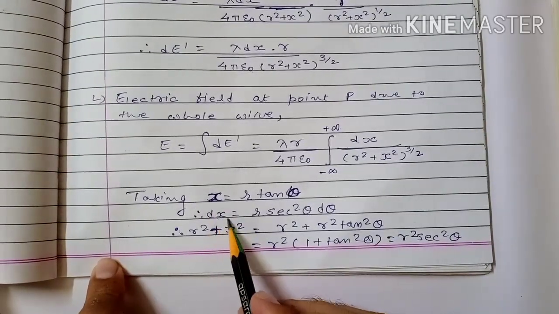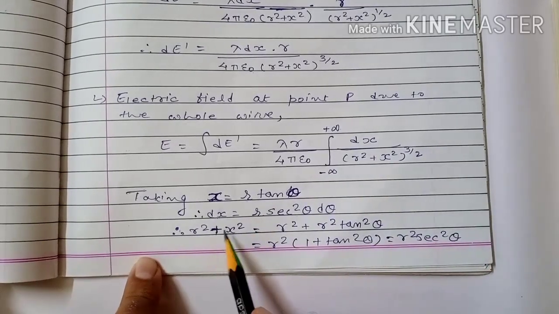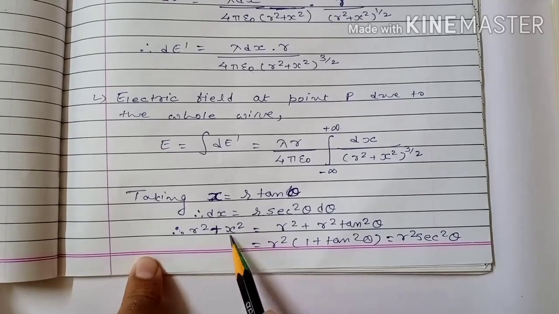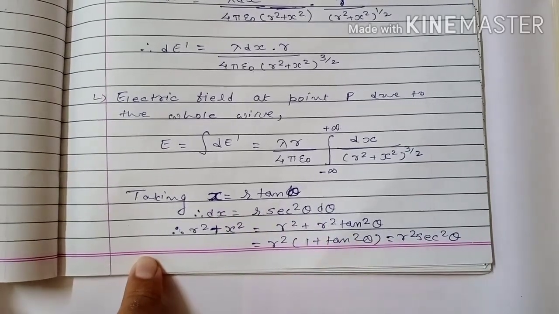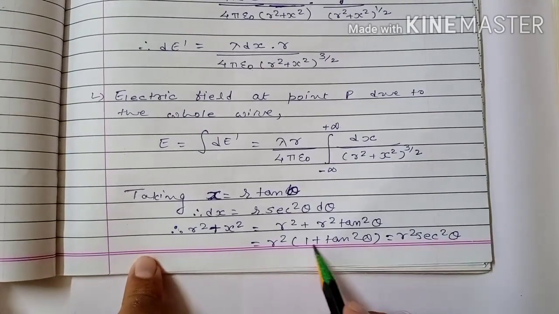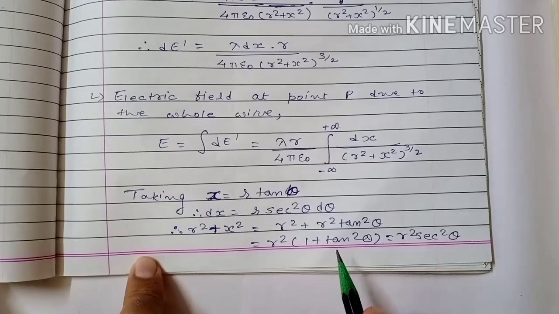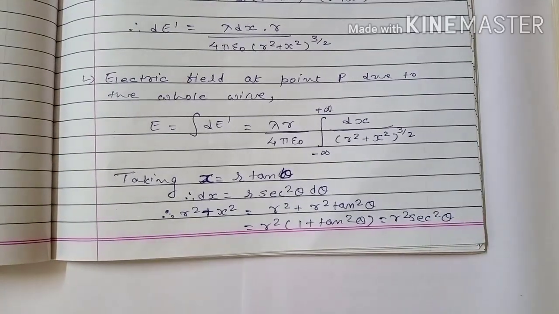Here x is available, dx is available. If we want to find r square plus x square, then r square plus x square is equal to r square as it is, plus x square, that is r square tan square theta. If we take r square common, then what will remain inside the bracket? 1 plus tan square theta. And 1 plus tan square theta is nothing but sec square theta. So r square sec square theta.